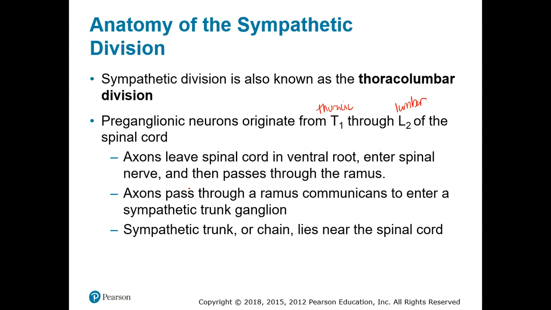Now what happens here is axons tend to leave the spinal cord through something called the ventral root that we learned about when we went over the spinal cord. They enter into our spinal nerve. They then divide and go to the ramus, pass through a short little connection called your ramus communicans, where they enter into a sympathetic trunk ganglion. And this lies really, really close to the spinal cord. Please note that this ganglion is just a cluster of cell bodies.